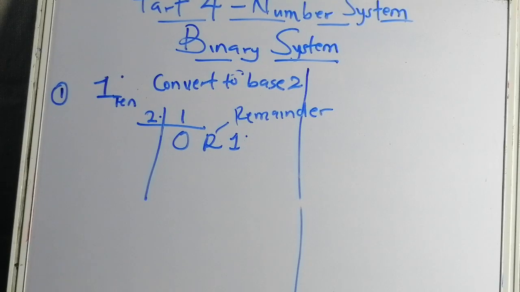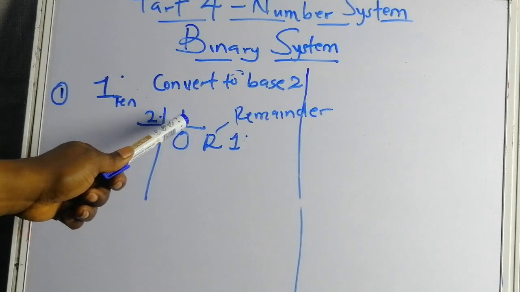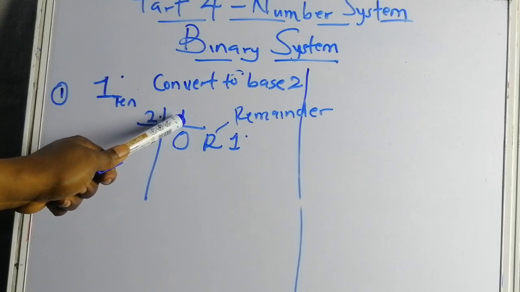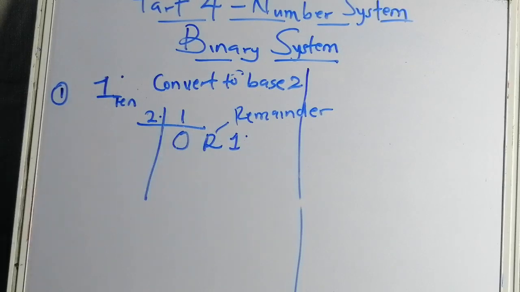So 2 cannot go in 1. You write 0, and the value that is remaining, the remainder, is 1. It means that 1 in base 10, when you convert to base 2, you will still have 1. So to buttress further, let's take 2 now.